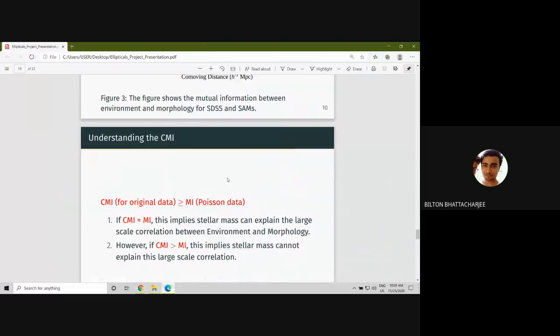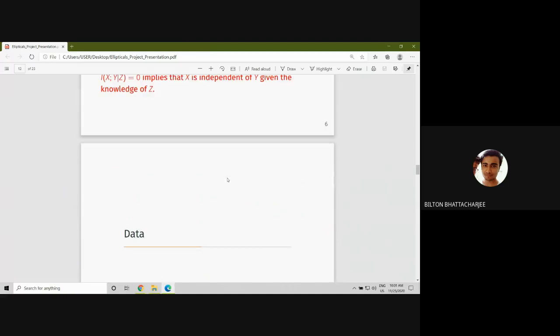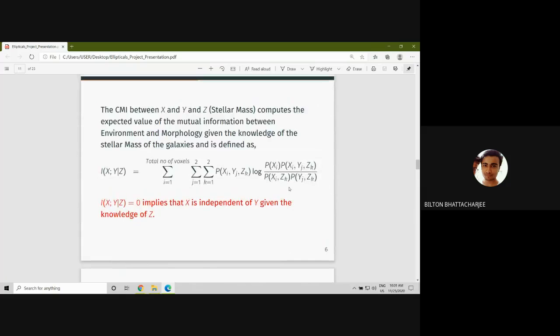So to answer this question, this framework can trace both the linear and non-linear correlation between morphology and environment. It can track any kind of correlation, and it is very sensitive to all kinds of dependency. It can track any kind of correlation between morphology and environment, not specifically linear. And density, yes, we have used density.